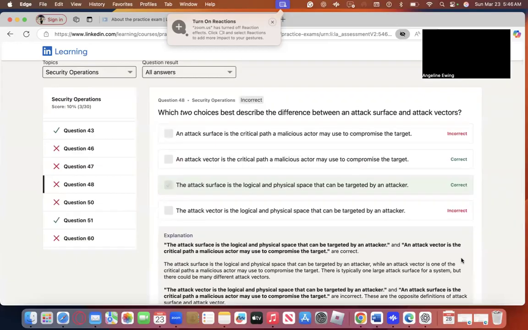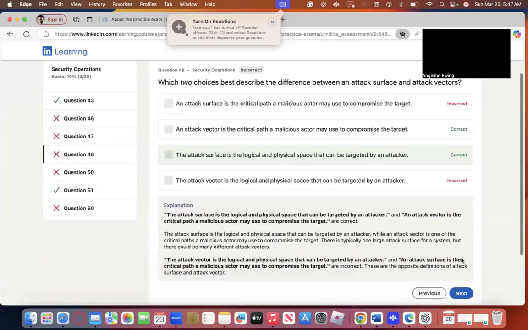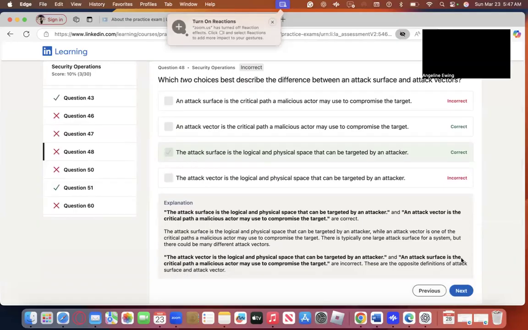Which two choices best describe the difference between an attack surface and attack vector? An attack vector is the critical path a malicious actor may use to compromise the target, and the attack surface is the logical and physical space that can be targeted by an attacker. The attack surface is the logical and physical space that can be targeted by an attacker, and an attack vector is the critical path a malicious actor may use to compromise the target.